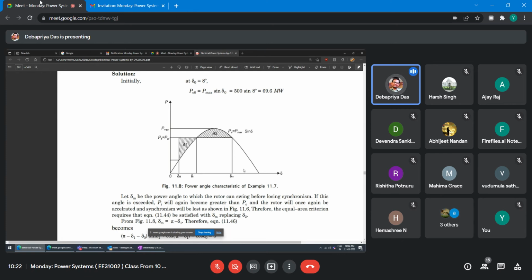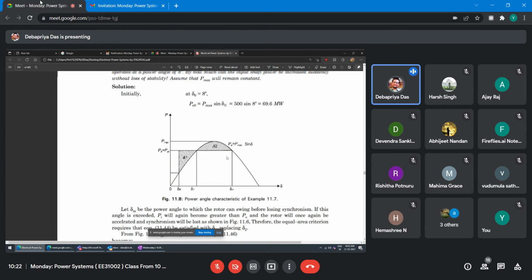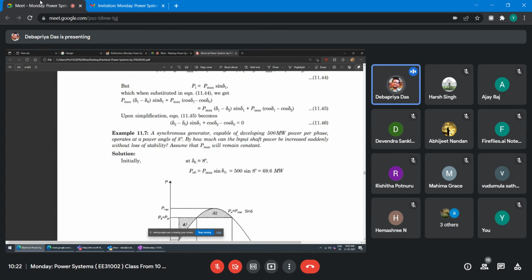So this is the maximum one, that is delta m can go, right? And delta m is equal to, basically if you look into this, pi minus delta 1 from symmetry, right? Now this example: a synchronous generator capable of developing 500 megawatt power per phase, that is per phase power, operates at a power angle of 8 degrees, that is delta 0. By how much can the input shaft power be increased suddenly without loss of stability? Assume that Pmax will remain constant.